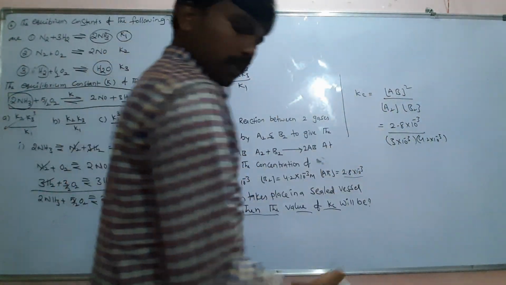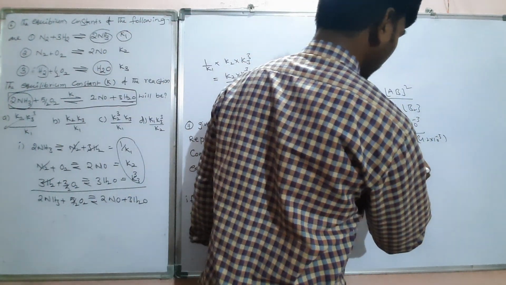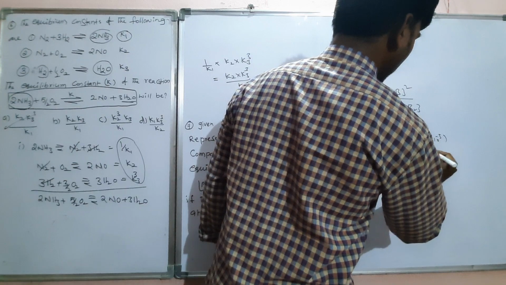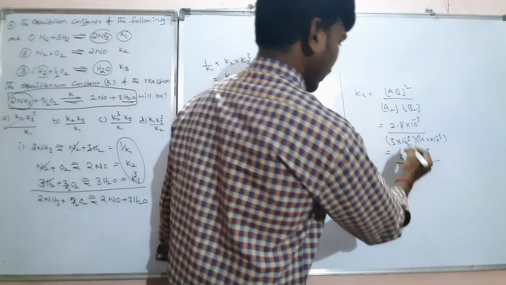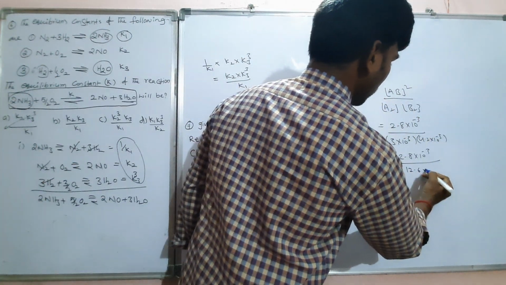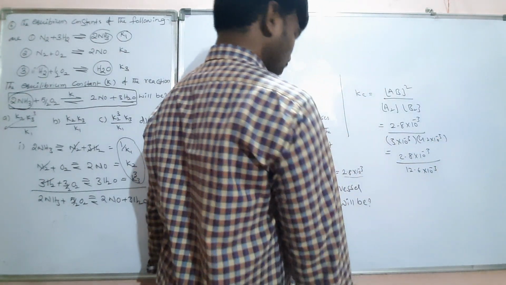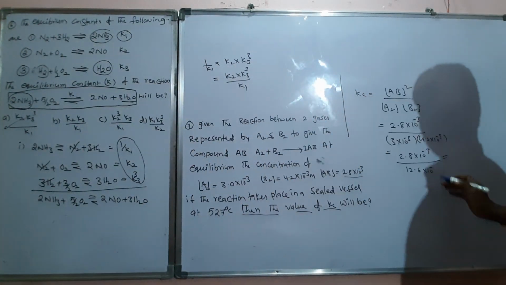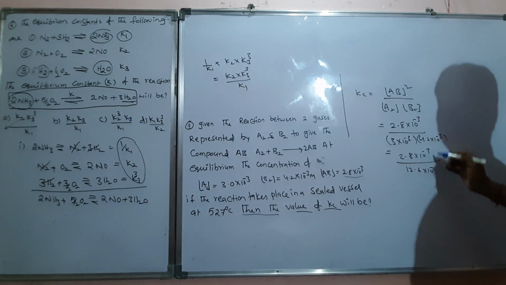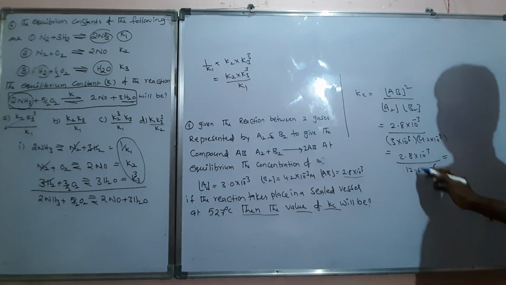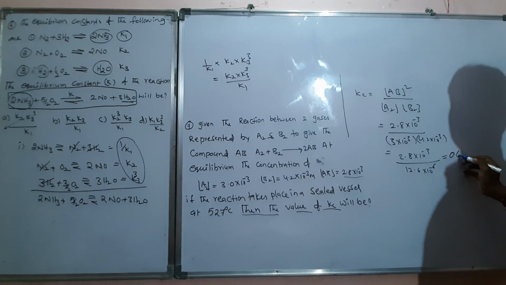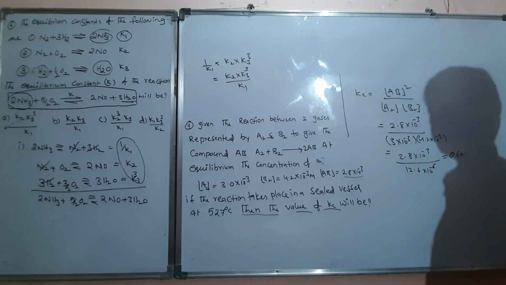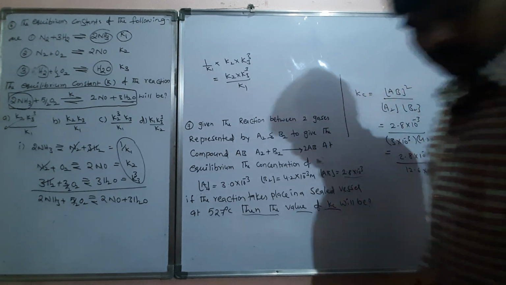So if we simplify 2.8 into 10 to the power of minus 3, then after this, 12.6 into 10 to the power of minus 3 will come. So when you simplify this, the final answer is, here it will come 10 to the power of minus 3, 10 to the power of minus 3 means 10 to the power of minus 6 will come. So if you simplify this, 0.62 something will come. So the answer is 0.62. So that is the next problem.